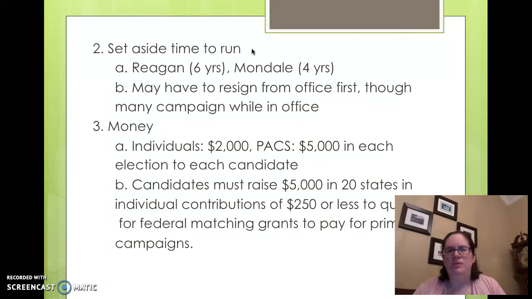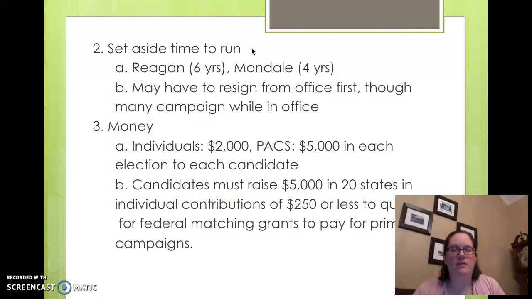An individual can spend up to $2,000 on a campaign, okay, without too many questions being asked. PACs, which we said are political action committees, can spend about $5,000 in each election on each candidate. It says candidates must raise $5,000 in 20 states in individual contributions of $250 or less to qualify for federal matching grants and to pay for primary campaigns.